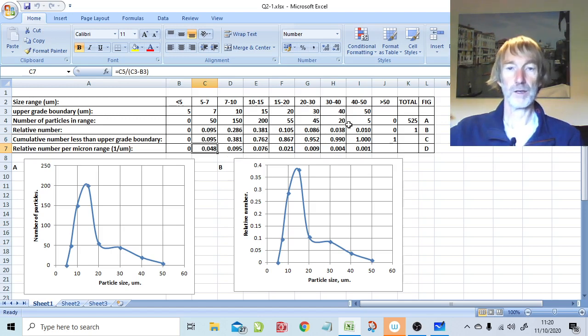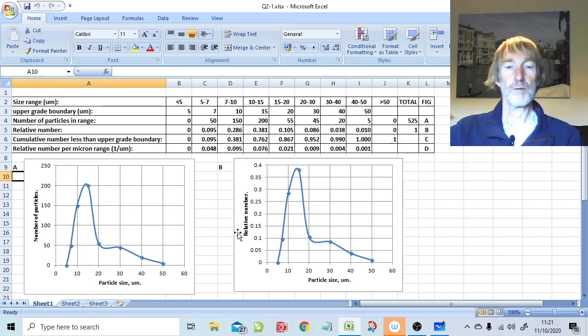We've just done a spreadsheet. It's a very simple calculation to do in a spreadsheet for all these 3 rows. The totals are 525, totals of the relative number is 1, and then we have the figures, which are quite interesting. So let's have a look at the figures. Figure A to start with is the number of particles, and here is the shape of our curve when we plot against number of particles.